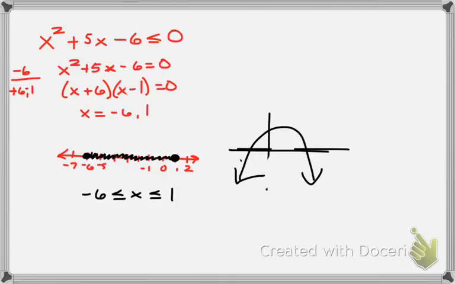If it was a negative a, and my graph was facing downward, then my positive is going to occur between the two values, and my negatives are going to occur to the left and to the right. Okay? All right, we'll practice some more.